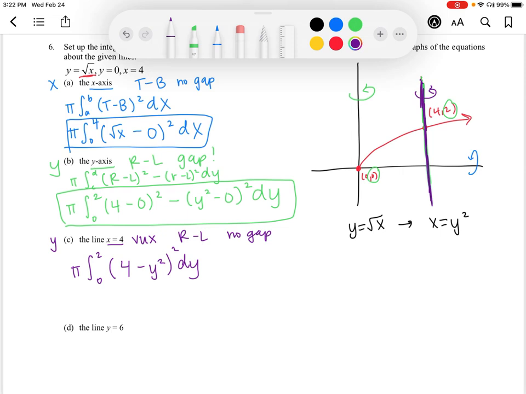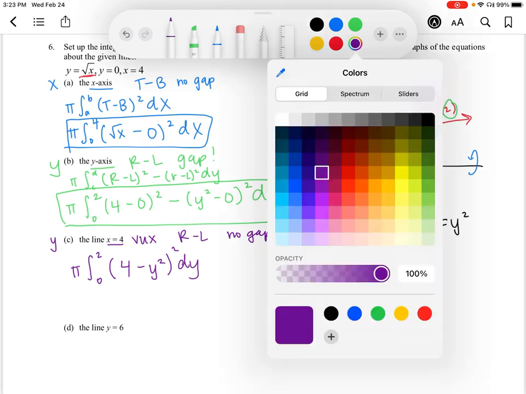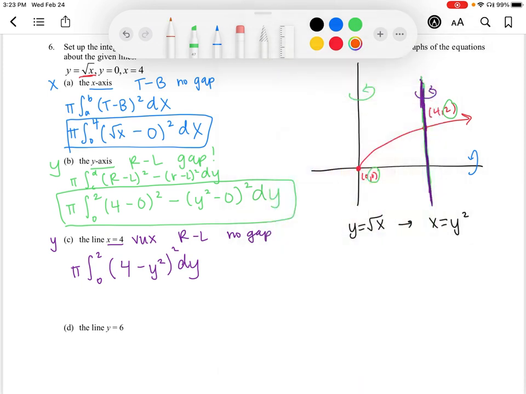So there we go. There is that part C. And last part, part D, we've done blue, green, purple. Let's do, how about orange? It's my least favorite color, but we can do some orange. We're talking about the line y equals 6. So that's going to be a horizontal line going across at 6. So that's going to be up here.